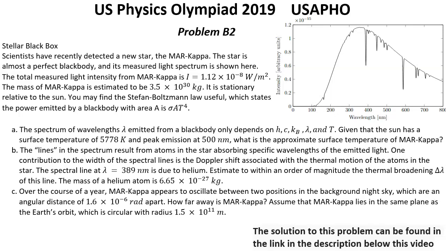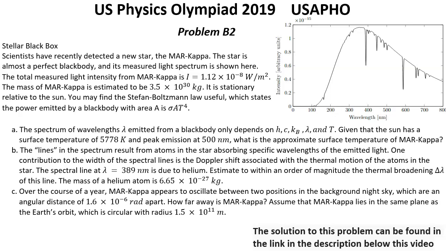US Physics Olympiad year 2019. USAPHO final round. Problem B2. Stellar black box. Scientists have recently detected a new star, the MAR Kappa.